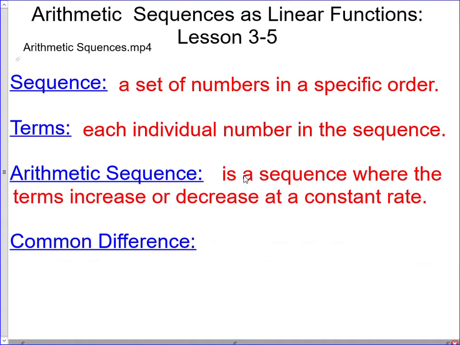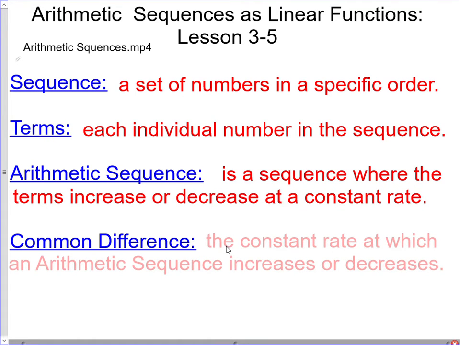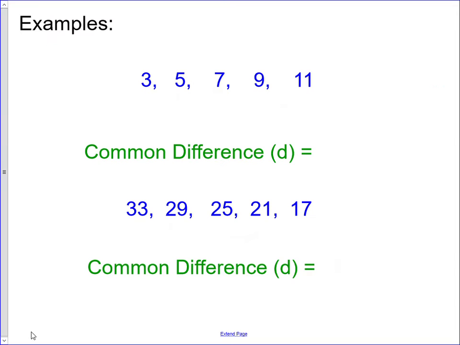An arithmetic sequence is a sequence where the terms increase or decrease by a constant rate. And that constant rate is known as the common difference, which is the constant rate at which an arithmetic sequence increases or decreases. So let's take a look at what we mean by that.